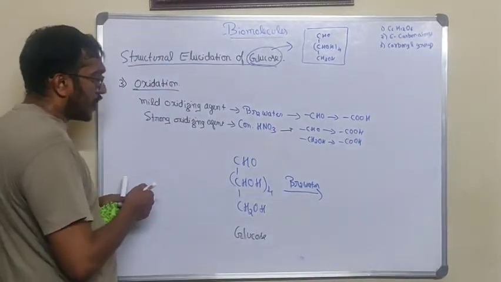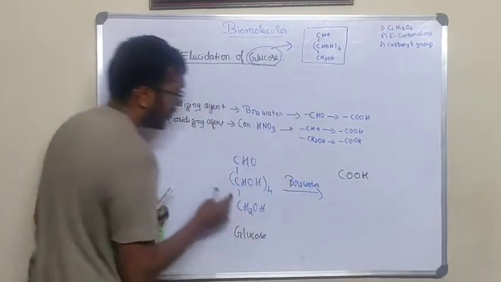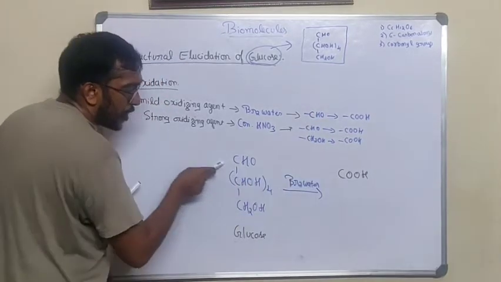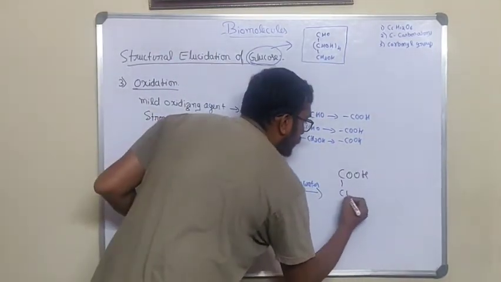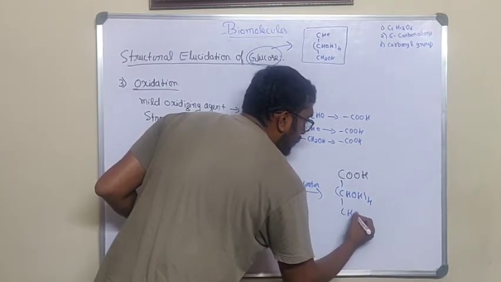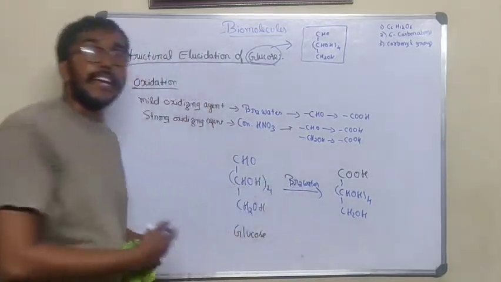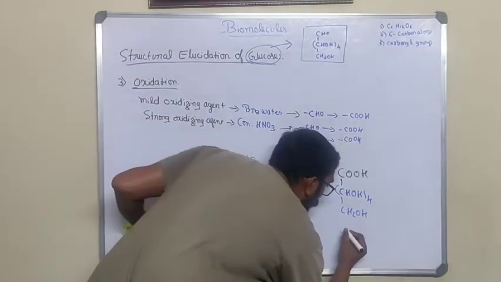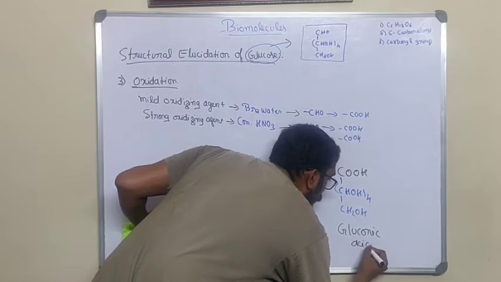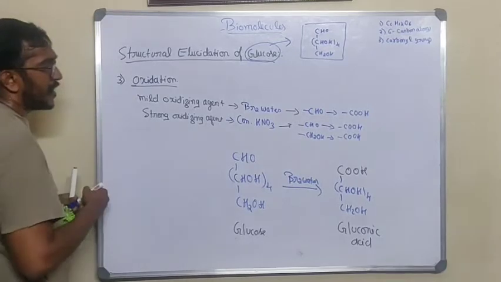CHO will be converted into COOH. The remaining will remain the same: CHOH four times bond, CH2OH. This compound is called gluconic acid. Gluconic acid.